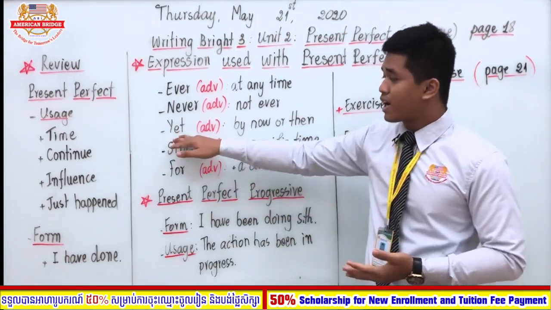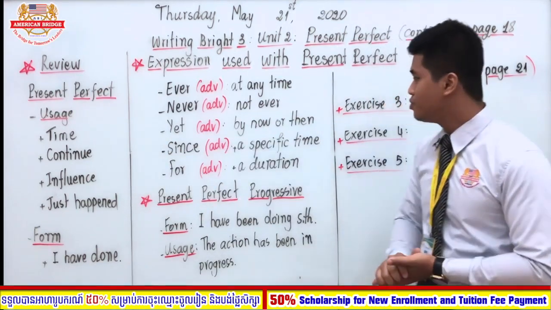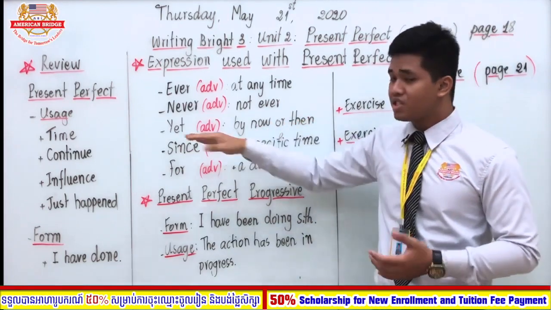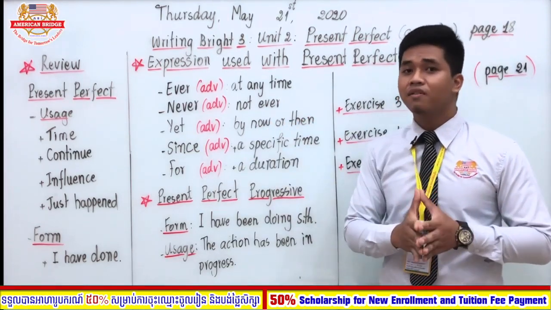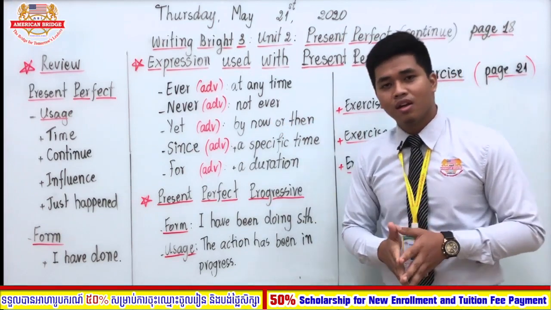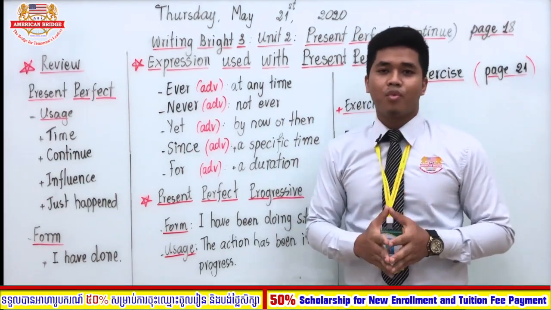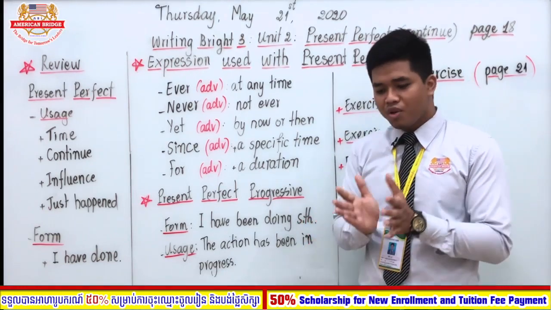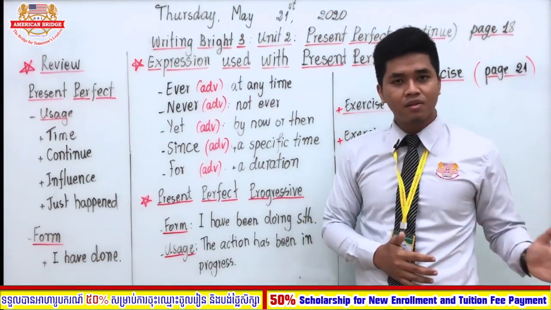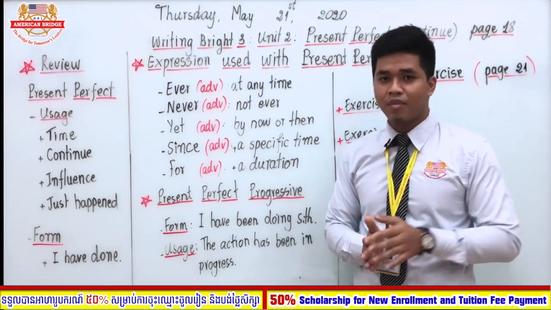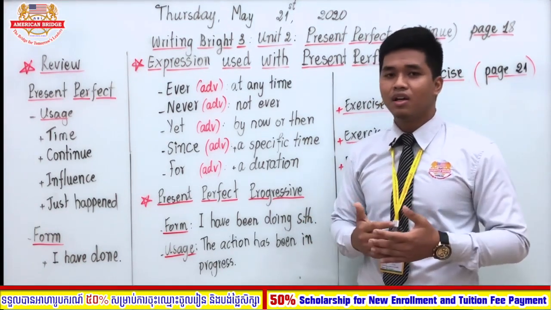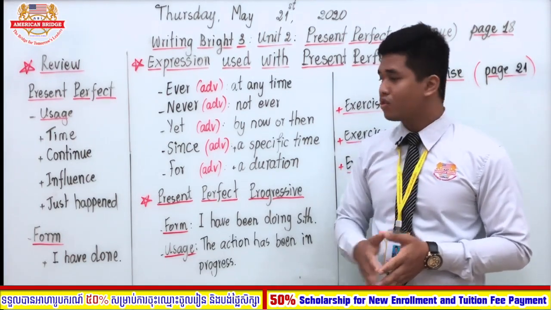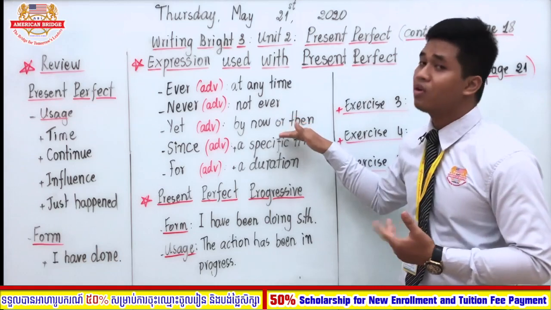Next one, the word yet. Yet here means by now or by then, and mostly the word yet is used in a negative sentence. Let me give you an example. I haven't eaten breakfast yet. Which means up until now I have not eaten breakfast. So the word yet here means by now or by then.